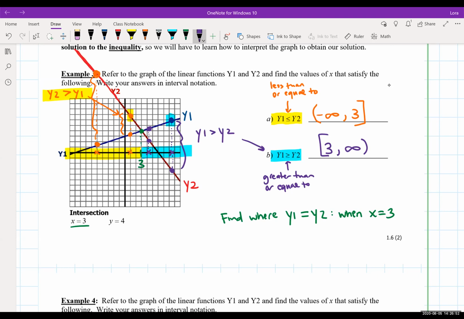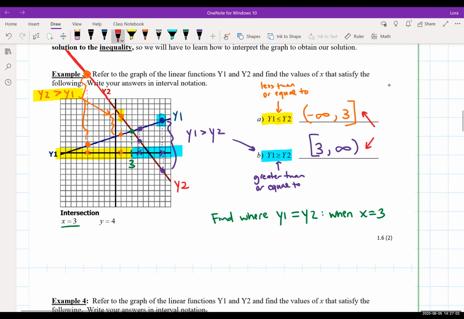And what I really want to emphasize is that when you are writing your interval notation, these are describing the regions or the x values. So this describes the x values that make the inequalities true. For the y values.